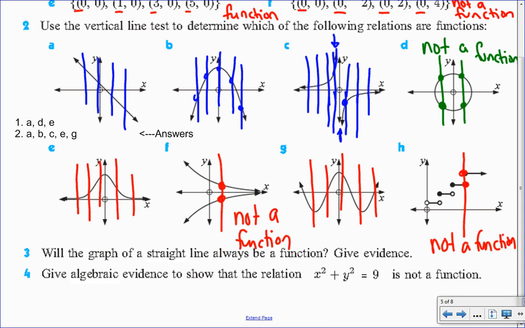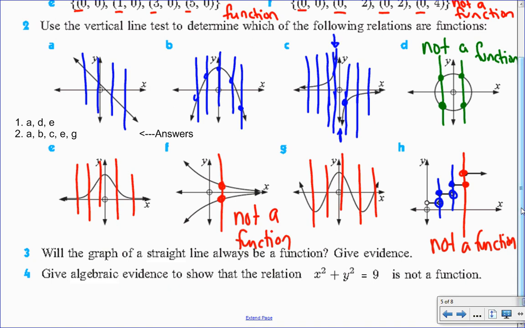But it does pass the vertical line test here because this is an open point, meaning it's not an actual point. It's a hole on the graph. So this vertical line only hits the relation at one point. And same with this one. It only hits the relation at one point because this is a hole. It's not really a point on the relation. But still, because it doesn't pass the vertical line test at one of the vertical lines, it's not a function.